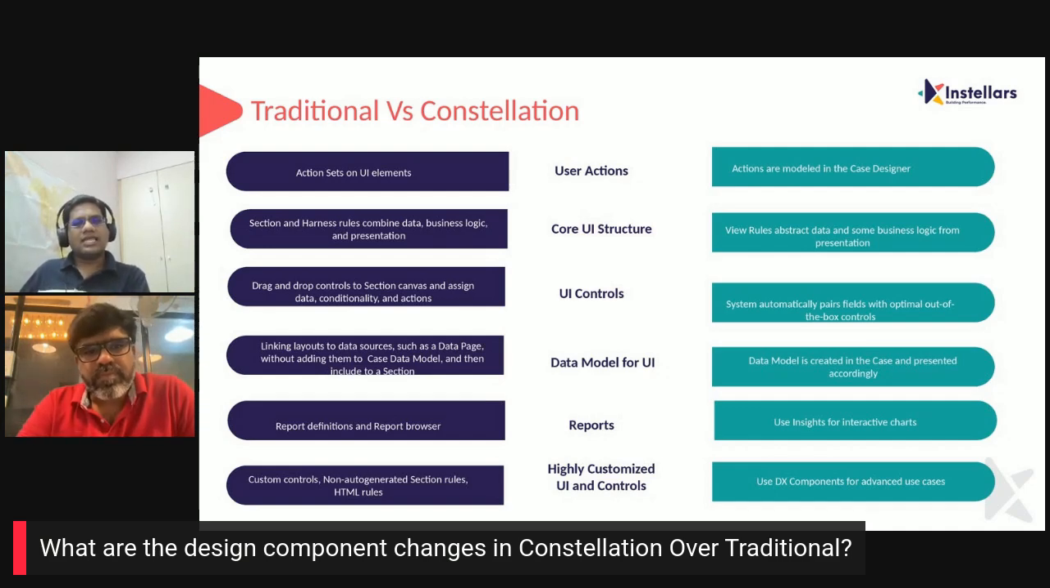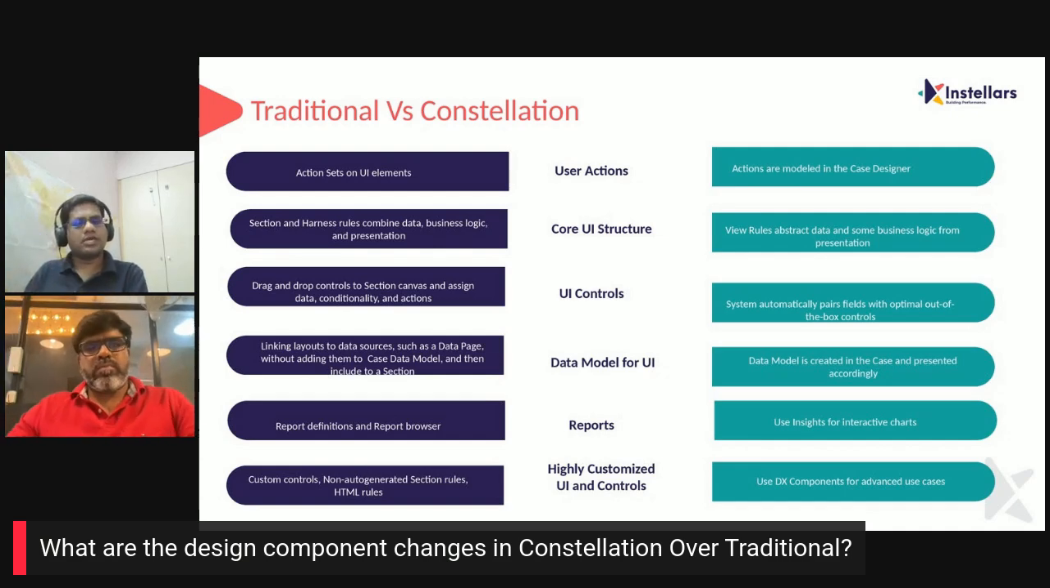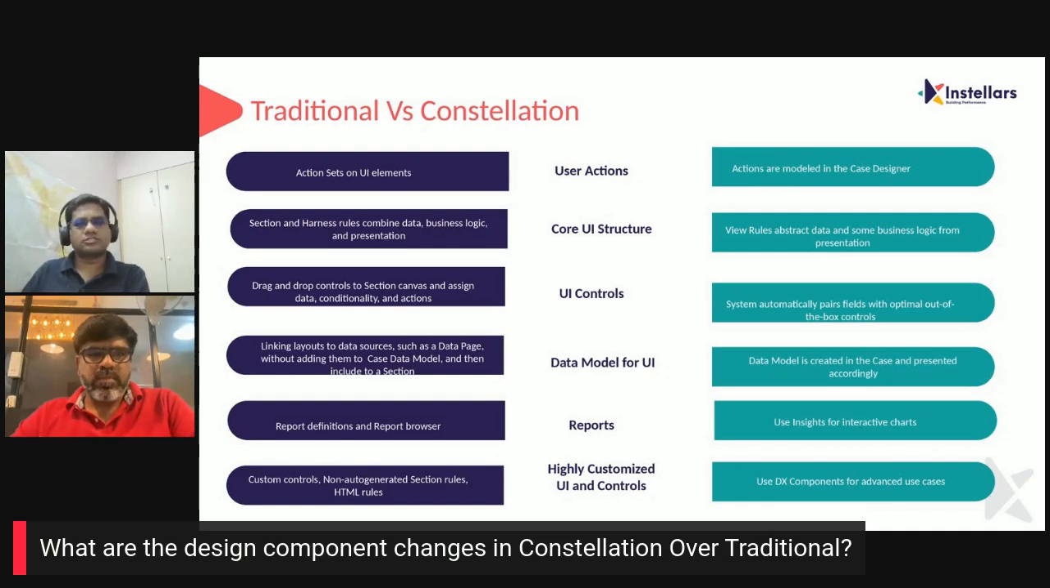Next is highly customizable UI and controls. In the traditional application, we use custom controls, non-auto-generated section rules, and also HTML rules. Whereas in Constellation, we use DX components. The benefit of using DX components is, as already discussed, that when you build using DX components, they become a reusable asset. Once you build a DX component, it can be published to any application and reused. So this is a benefit.